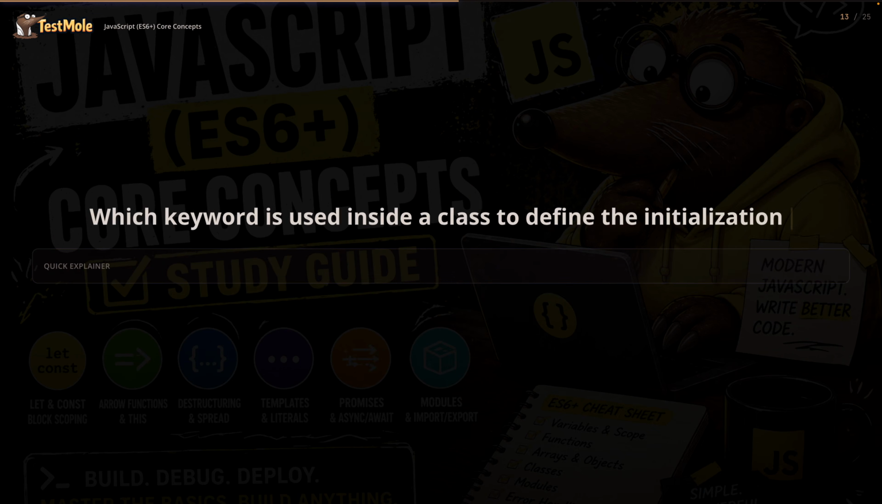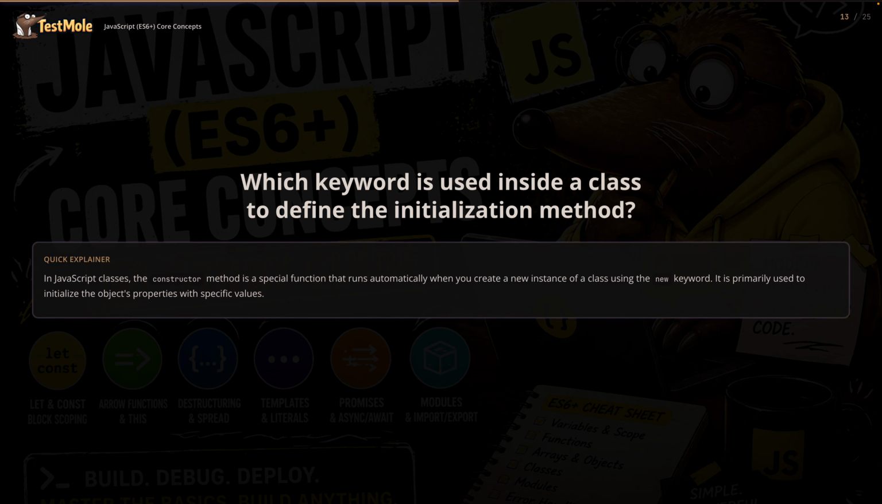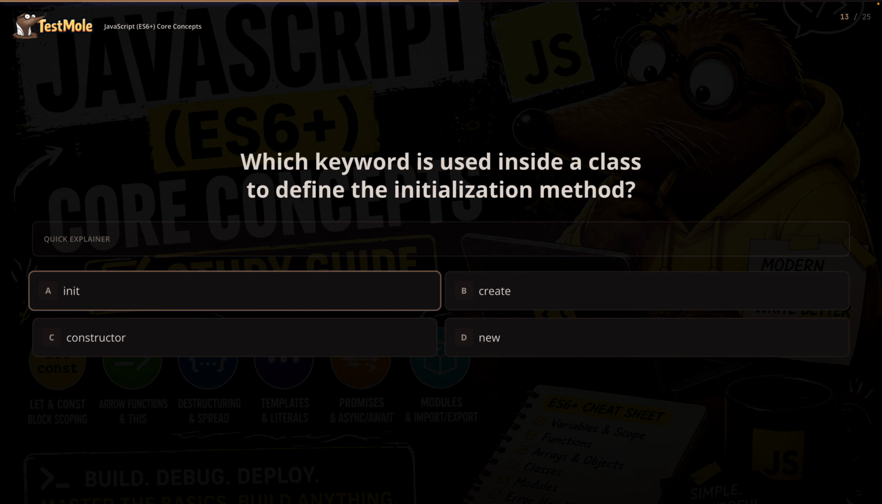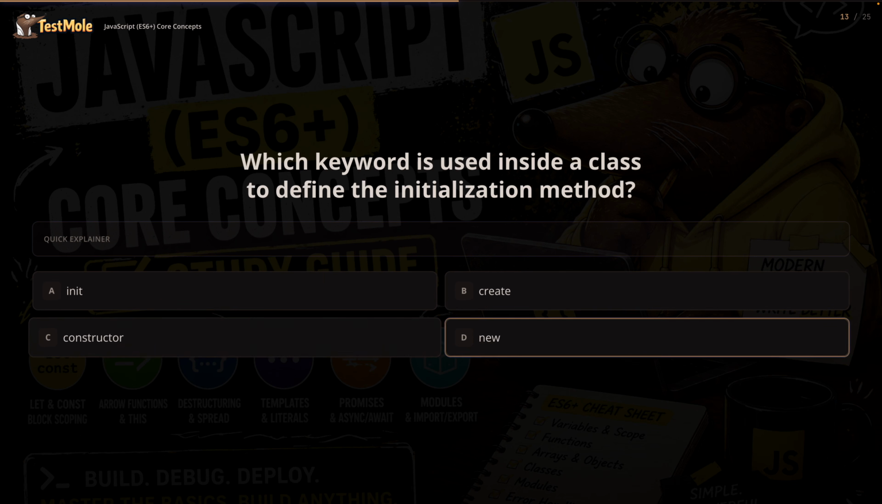Which keyword is used inside a class to define the initialization method? In JavaScript classes, the constructor method is a special function that runs automatically when you create a new instance of a class using the new keyword. It is primarily used to initialize the object's properties with specific values. Possible answers are A, init, B, create, C, constructor, D, new.